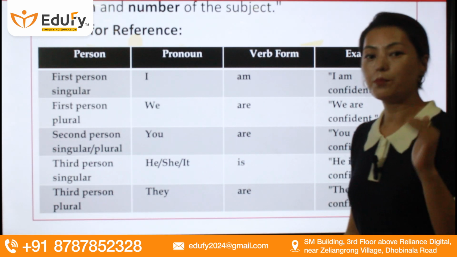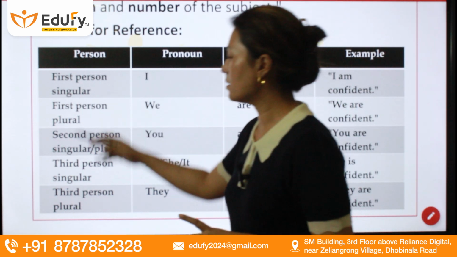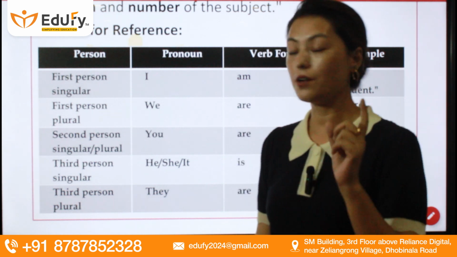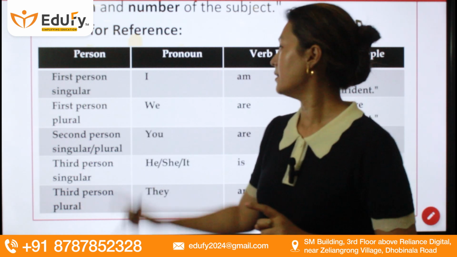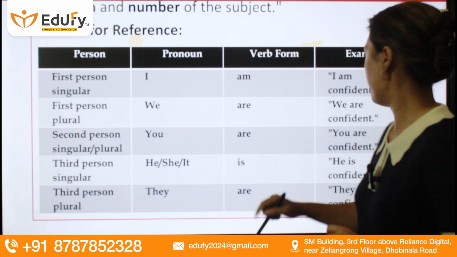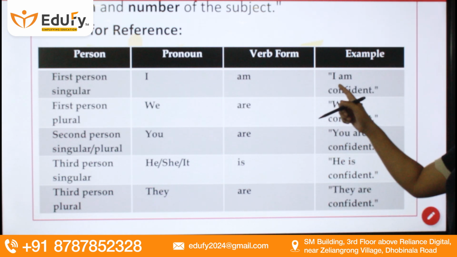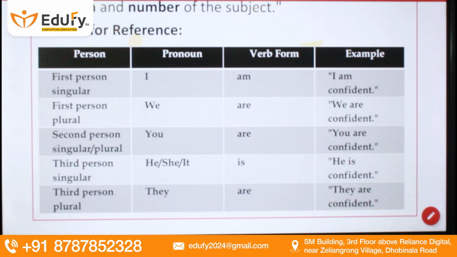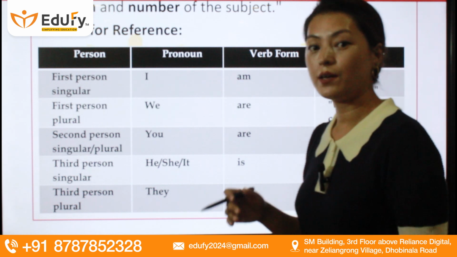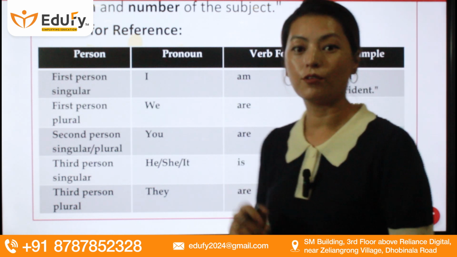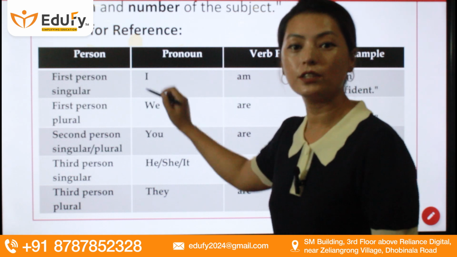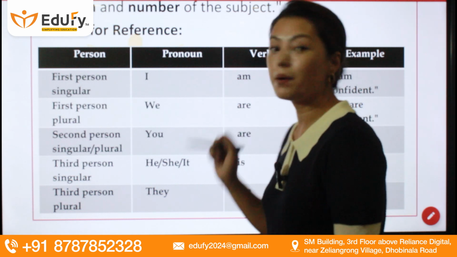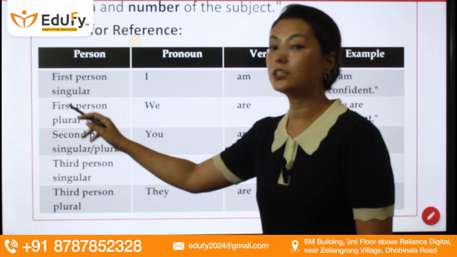These forms will keep on changing according to the persons used in the sentence. If we are using the first person singular, that is I, then we will use the verb am. And for example, in the sentence, I am confident, you will never write I is confident or I are confident. Am will always be used with the first person singular. So remember that one.